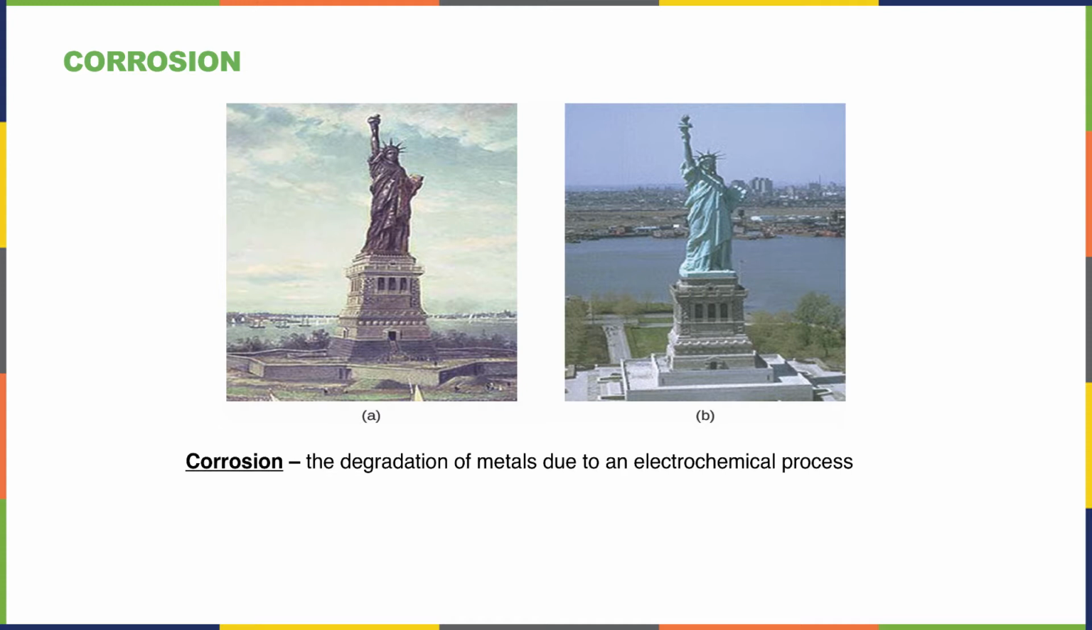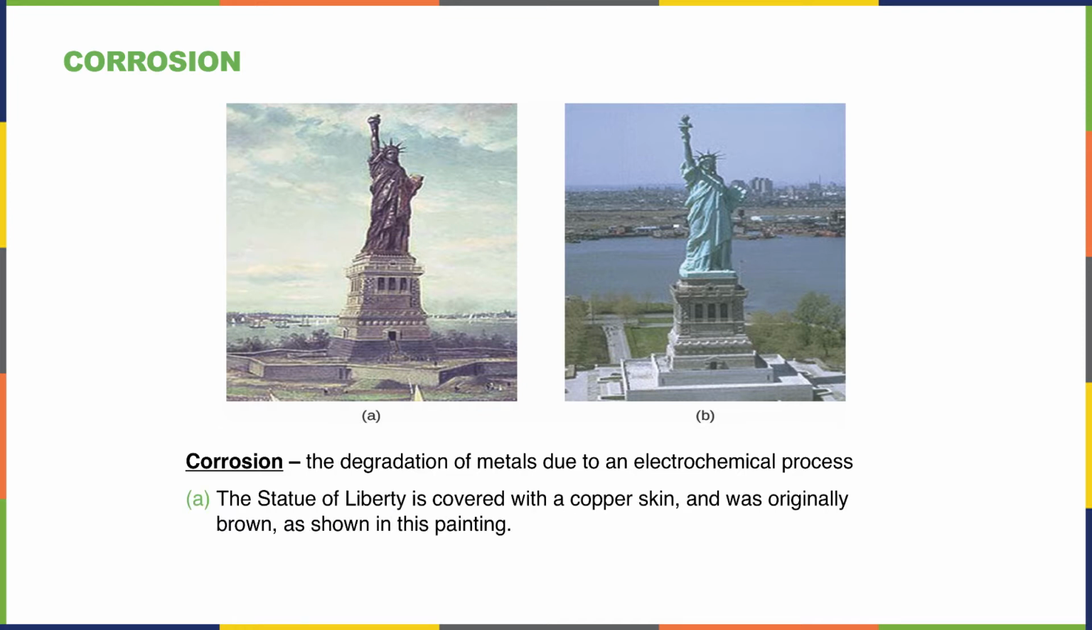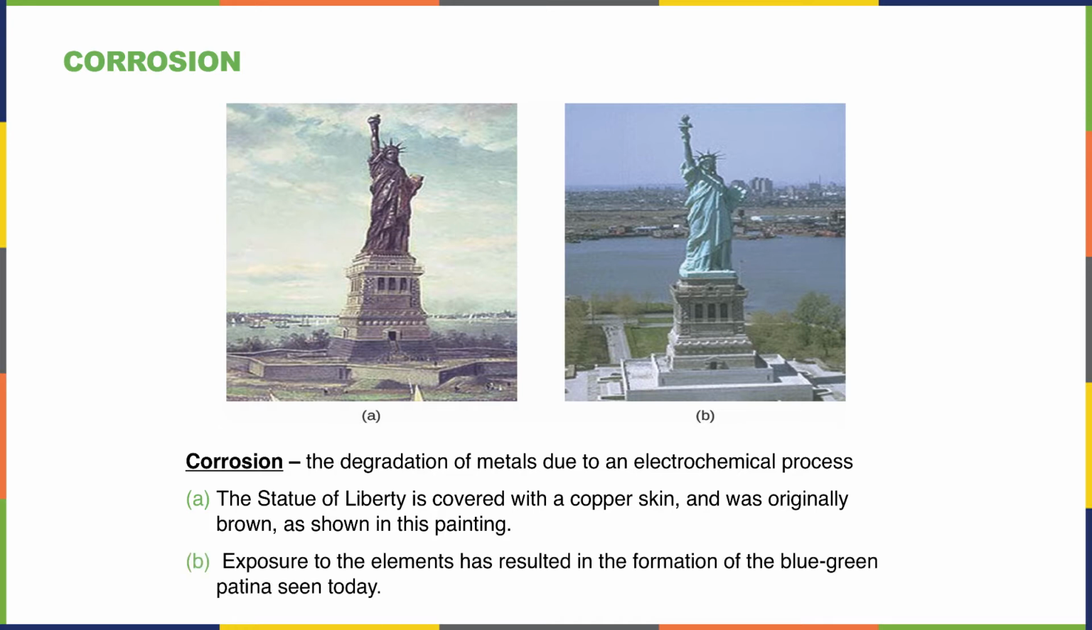So corrosion is the degradation of a metal due to an electrochemical process. Picture A is the Statue of Liberty, which was covered by copper and was originally this brown color, as shown in the painting. But now, because of exposure to the elements and the ongoing corrosion, you see that it has this blue-green look. Patina is just the look which you see when you look at it.